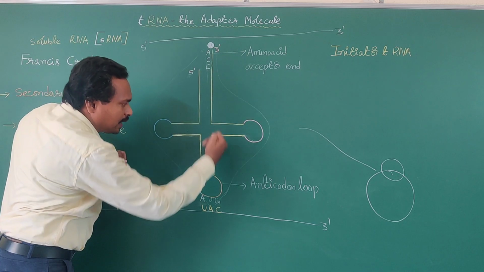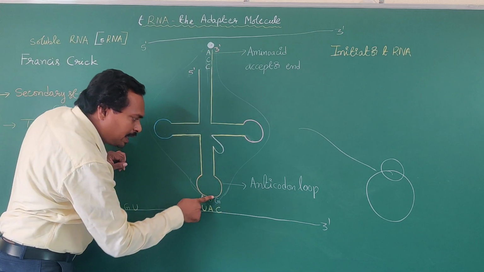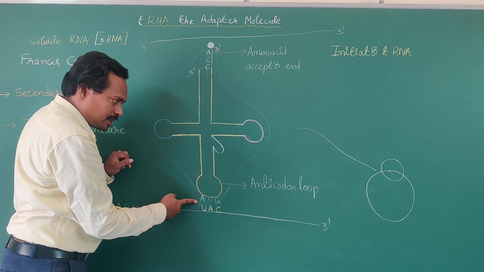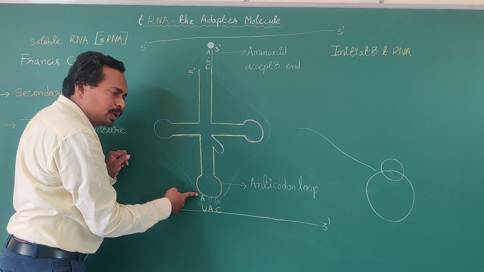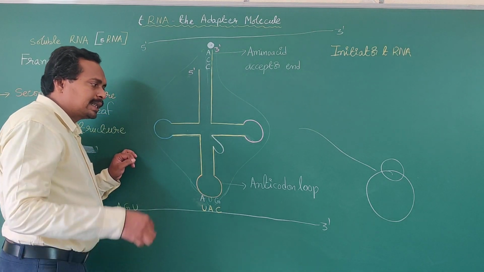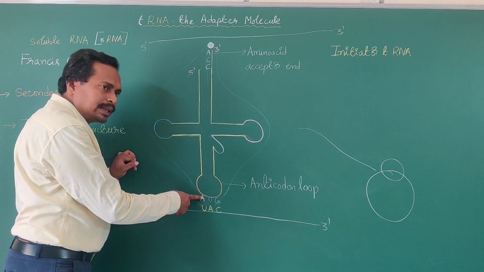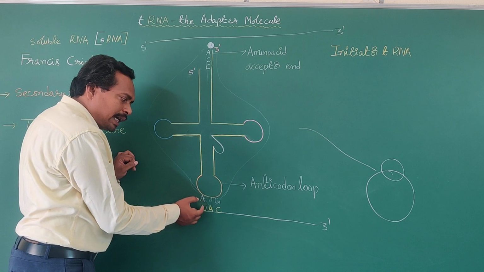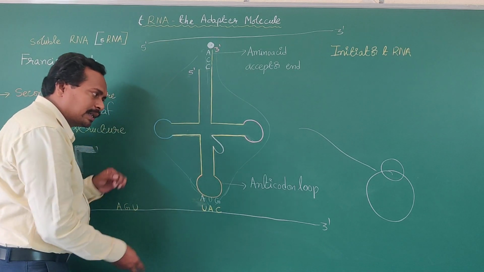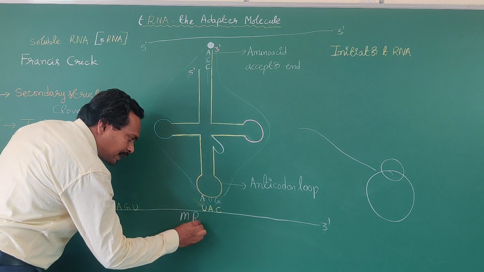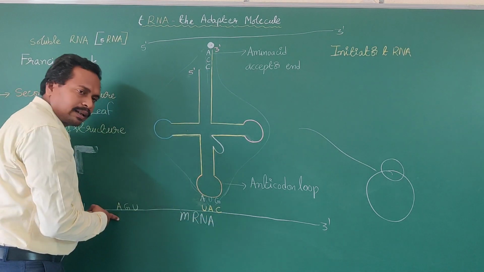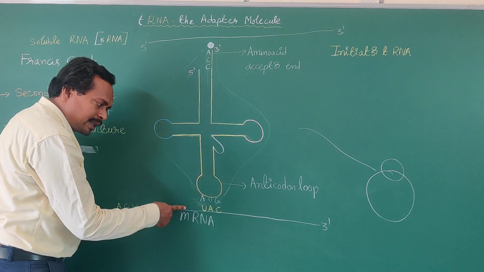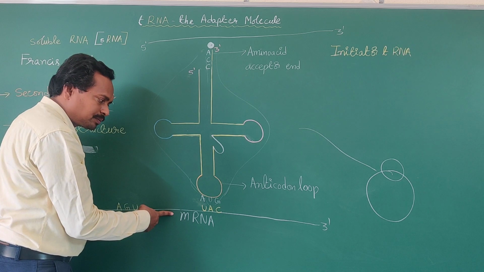Okay. Next, opposite to the amino acid acceptor end, the anticodon loop is present. What is the importance of the anticodon loop? The anticodon loop consists of nitrogen bases, and it is helpful for reading the nitrogen bases on the mRNA strand. This is the mRNA strand. The mRNA consists of nitrogen bases. Three adjacent nitrogen bases form a codon.